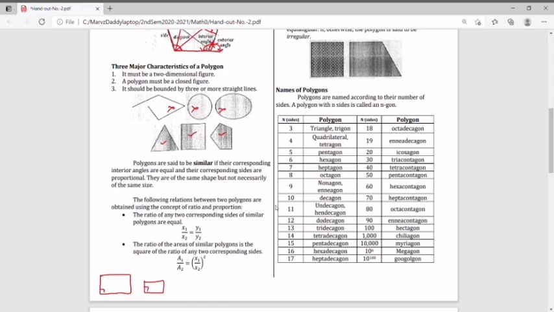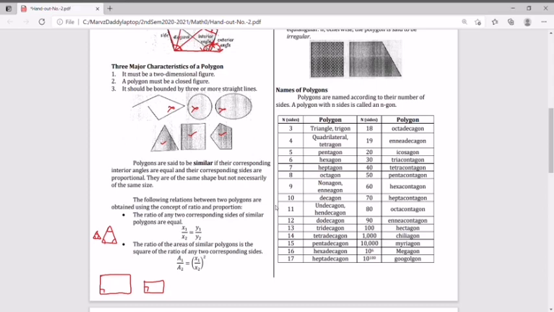Or if it is a triangle, we have a small triangle. So, for this and this, they must be equal for them to be similar, and this one and this. And then, the sides must be proportional. So, you have here the following relations between two polygons obtained using the concept of ratio and proportion.